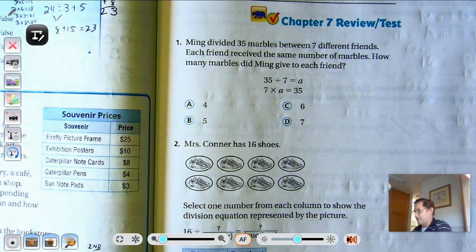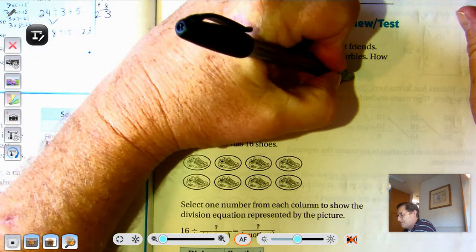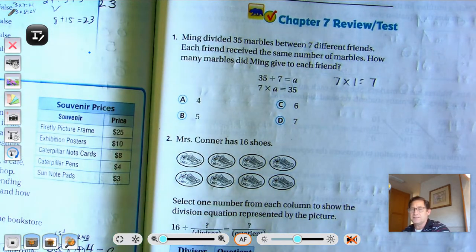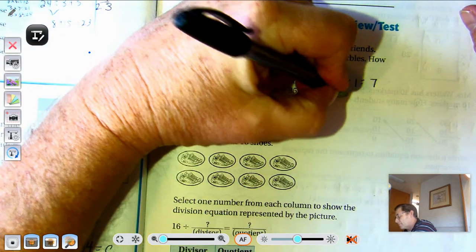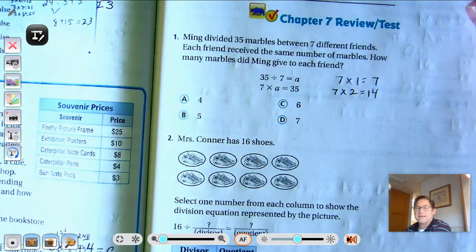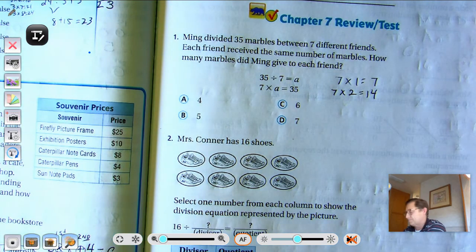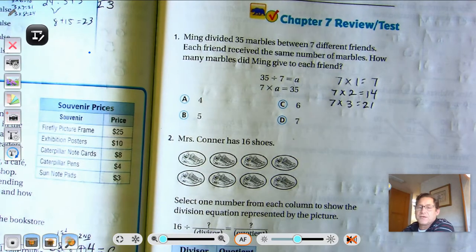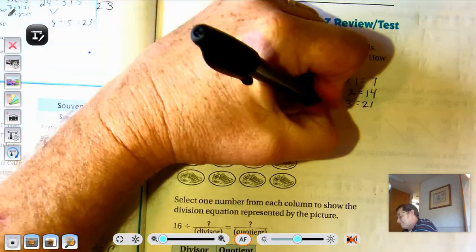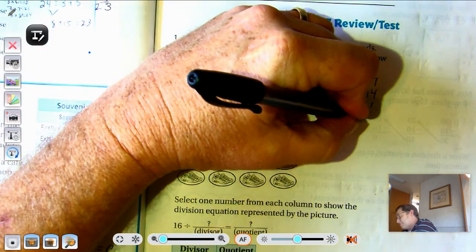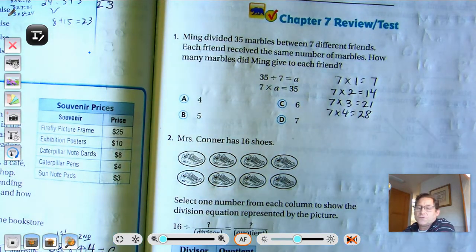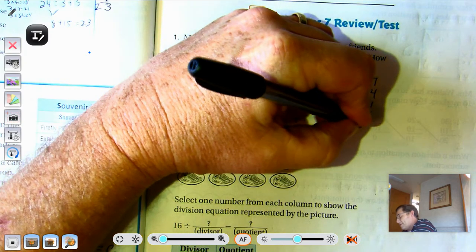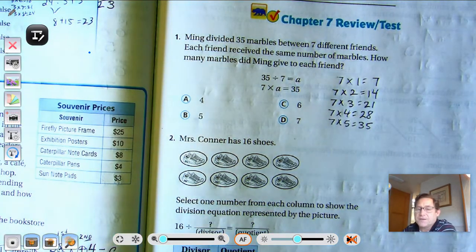So let's go ahead and think about that. Well, we should know our 7s, but we can always make a list of them, right? 7 times 1 is 7. 7 times 2 is 14. 7 times 3 is 21. 7 times 4 is 28. And 7 times 5 is 35.